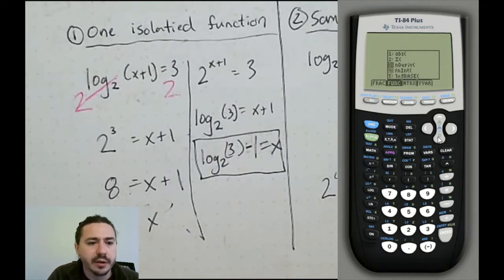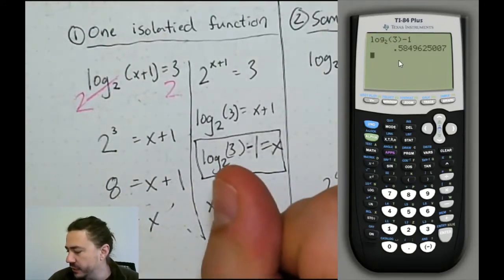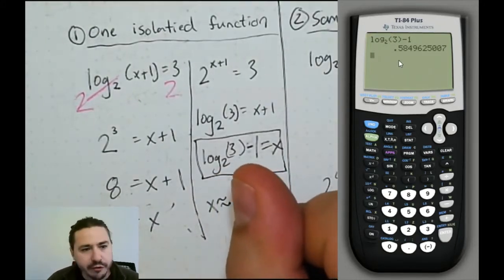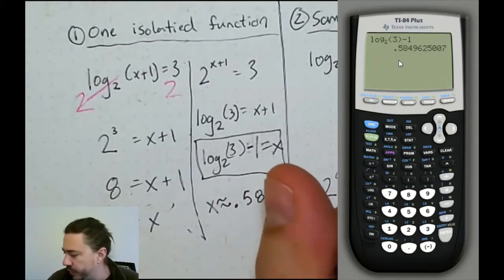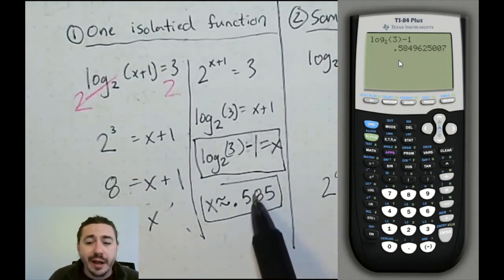So let's go down, select the log base, and it's going to set up a little box to put the base and a little box for the argument. So we've got log base 2 of 3 minus 1. I just wanted to show you at least one time how to put that in your calculator in case you don't know how. So you hit enter, and you get a little decimal. If I ask you for a rounded answer, it would be 0.58, and then the 4 would round up to 5. So either one is fine depending on what I ask.